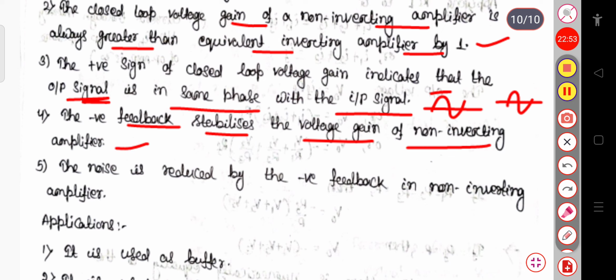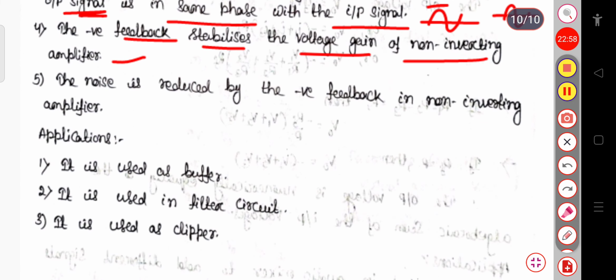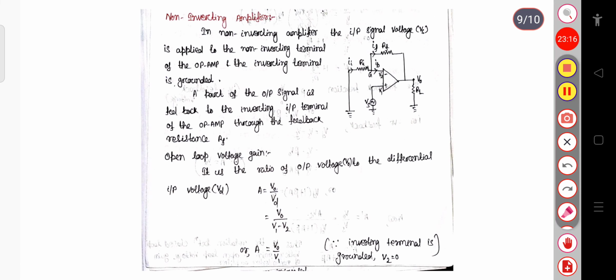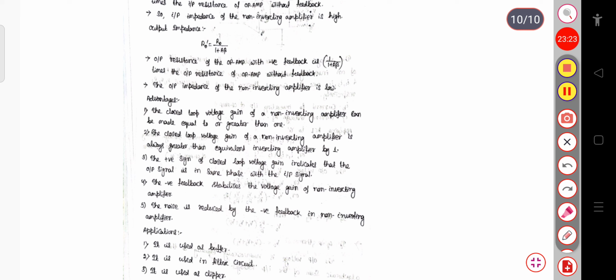The next one, the noise is reduced by the negative feedback in the non-inverting amplifier. And what are the applications? It is used as a buffer, in filter circuits, and also as a clipper circuit. So this is all about the non-inverting amplifier and its input impedance as well as output impedance, with its advantages and applications. So this is all for today.